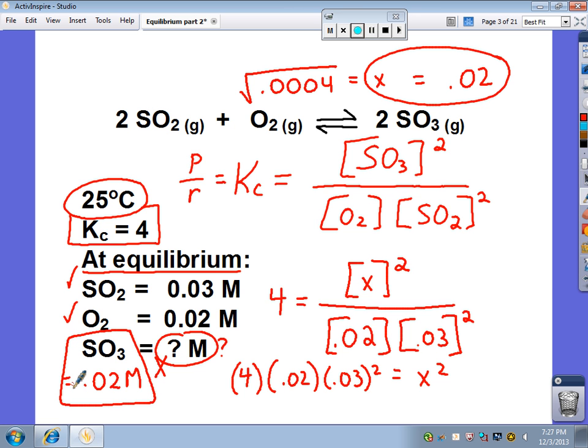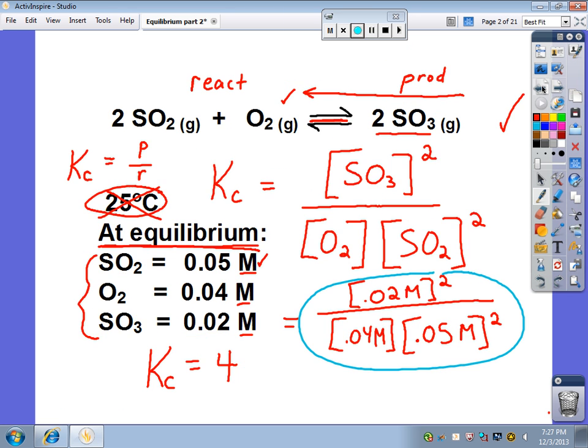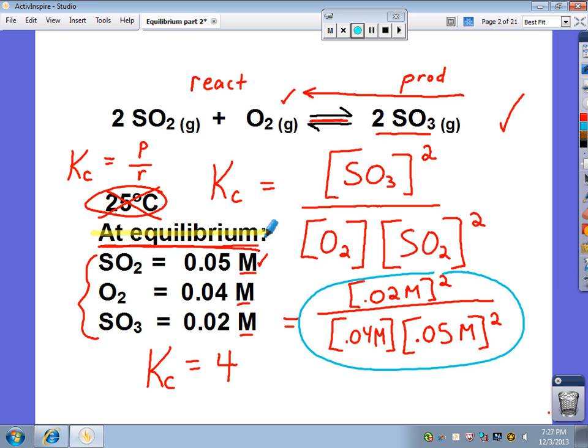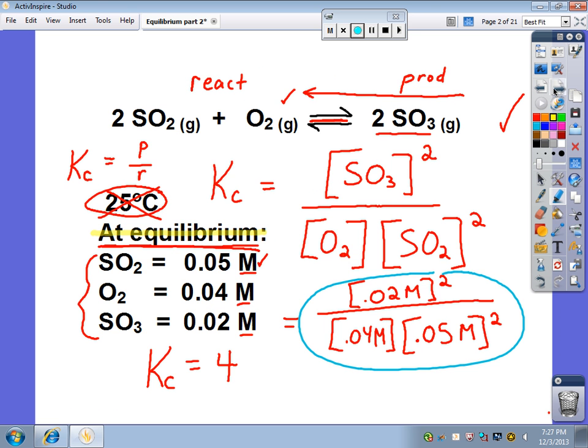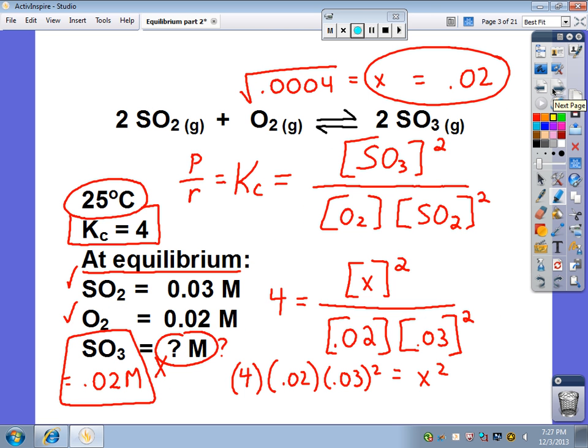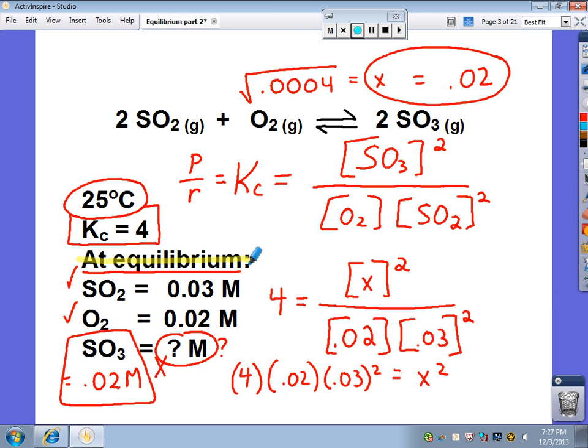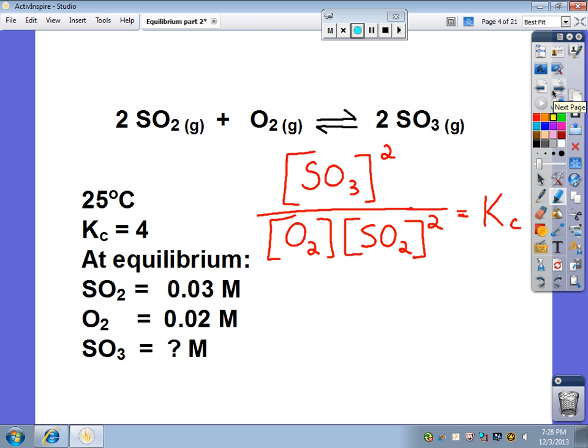Now, if you notice, in these two types of problems, we've seen the terms at equilibrium. And in this problem right here, we've seen the term at equilibrium. Let's come over here and look at a new type of problem.